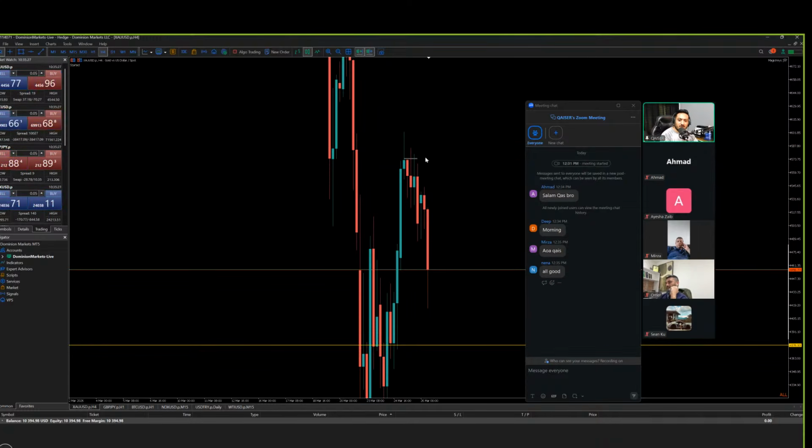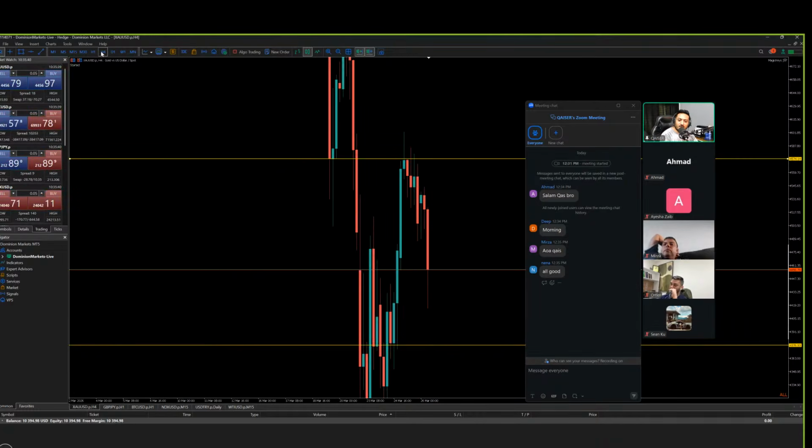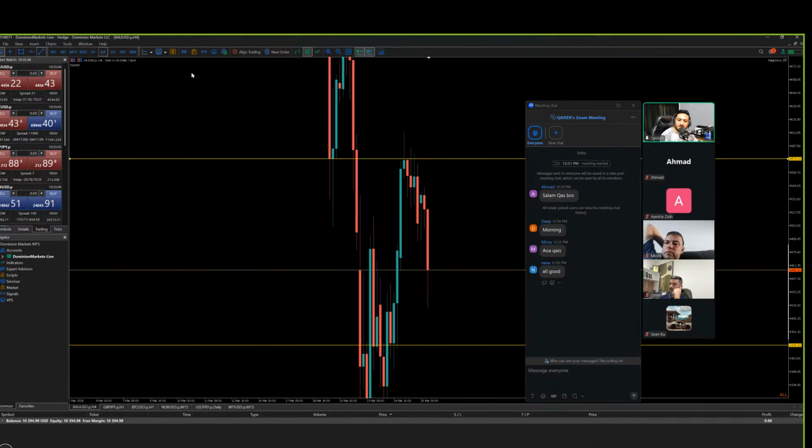So let's just jump directly from H4. Let me see the daily time frame actually. Daily breaking the previous daily candle low. Wow, just broke the previous daily candle low. H4 still open. H1. Okay, H4 we are having this resistance area.